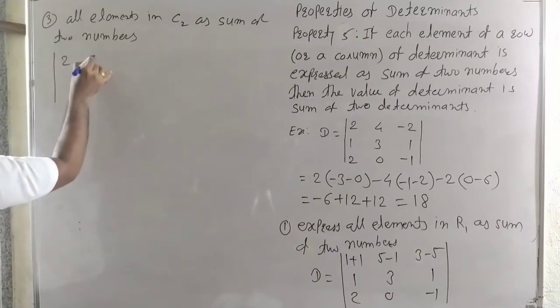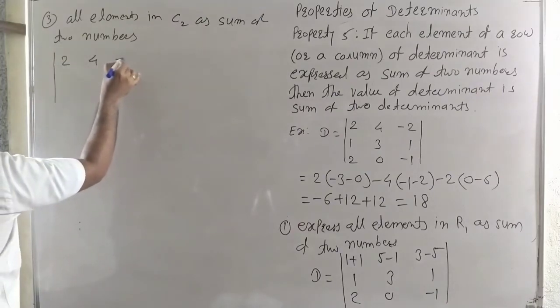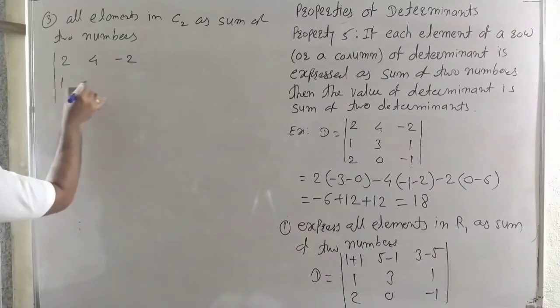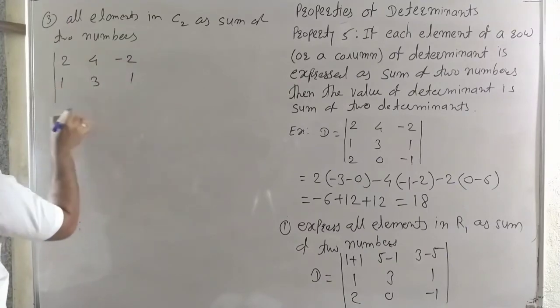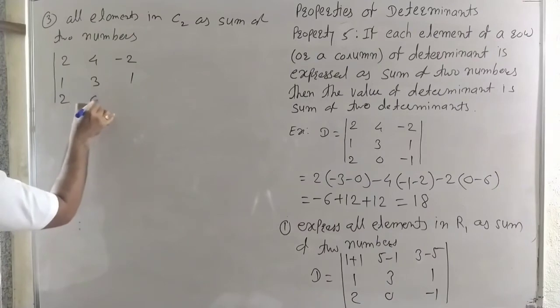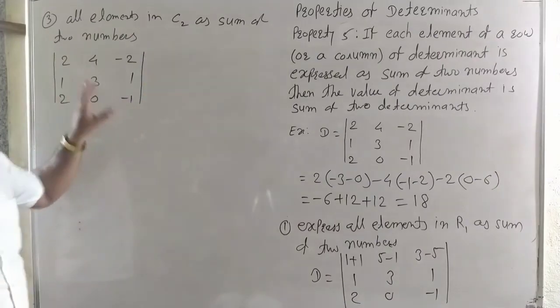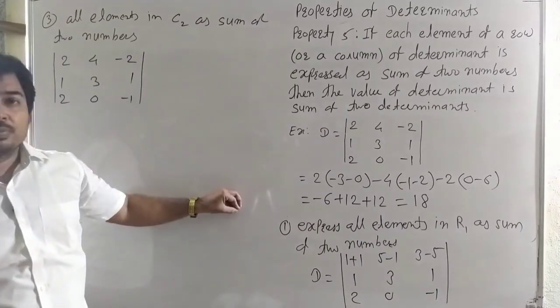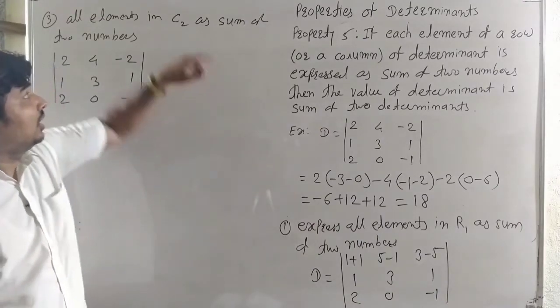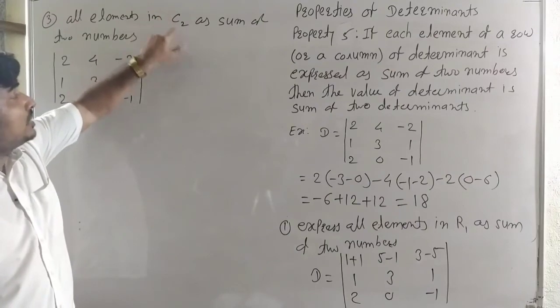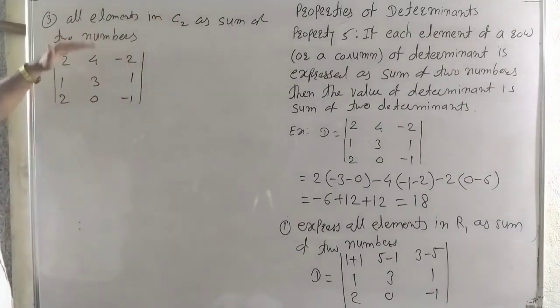It is 2, 4, minus 2, 1, 3, 1. It is 2, 0 and minus 1. It is the original determinant. Okay, here the original determinant can be expressed as the sum of two determinants. Here we can express all the elements in column 2 as the sum of two numbers.